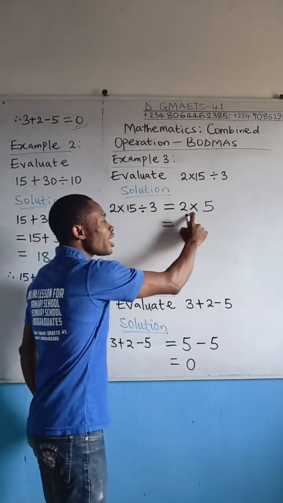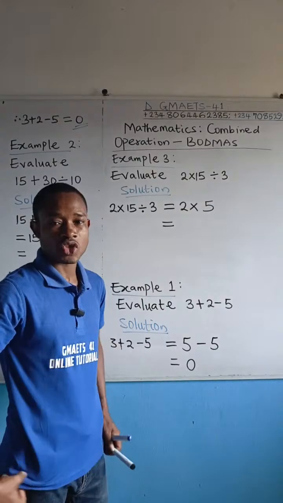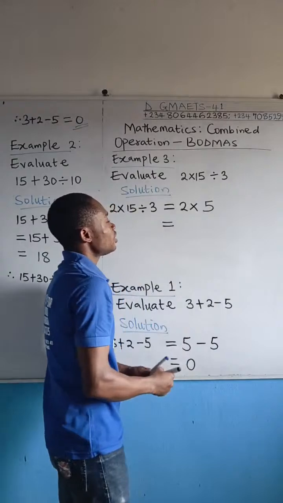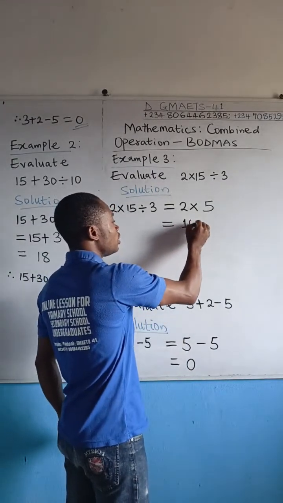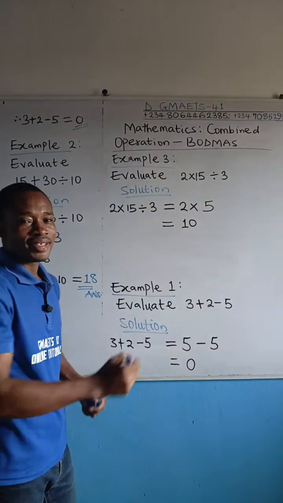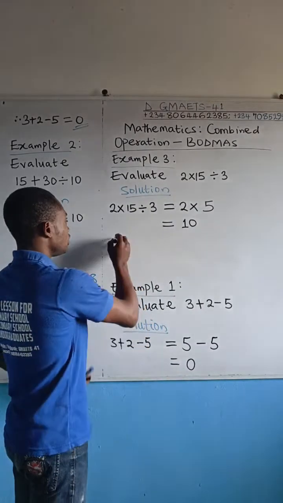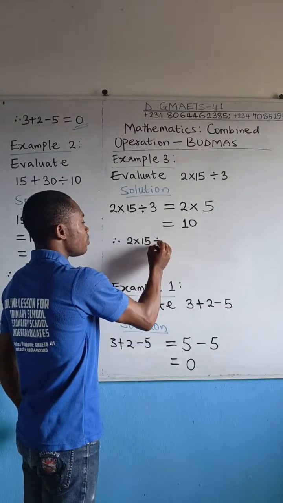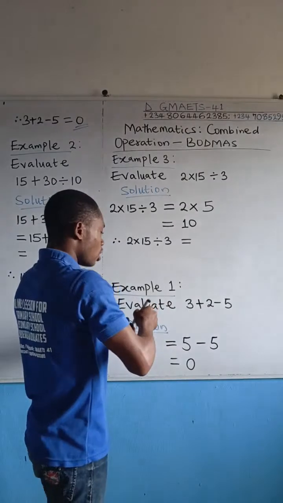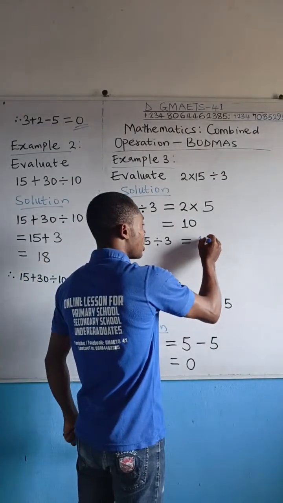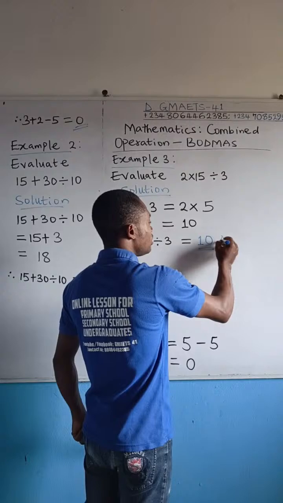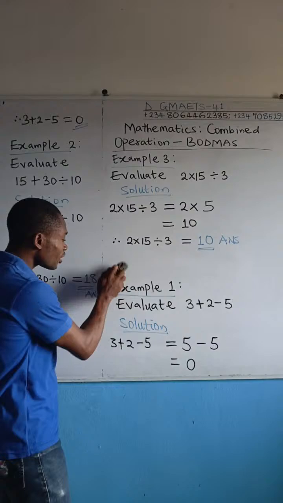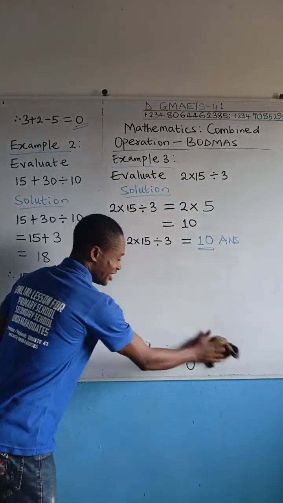You have this one operation now, which is multiplication. So we are going to do 2 times 5. 2 times 5 from the multiplication table is 10. And that is it. I can now conclude, therefore, 2 times 15 divided by 3, the answer is equal to 10. This is the answer. That is how simple we handle it. I hope you understand what I did here, right?